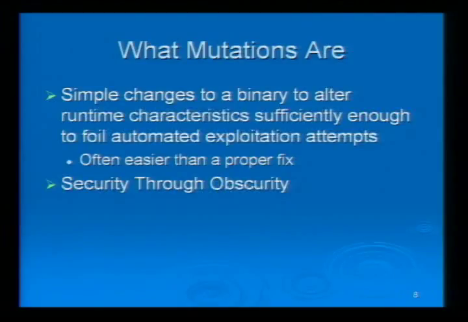Before I get any further, there have been a few patching talks at Black Hat and DEF CON, and they've been kind of interesting. They've talked about the new Microsoft hot patching features, where with certain compiler switches, you basically have built-in room at the beginning of every function to hook in, divert the function call, and inject patches that way. That's not what this is all about. What I'm talking about here is relatively simple changes to a binary to alter its runtime characteristics, not necessarily its behavior, sufficiently enough to foil automated exploitation attempts.